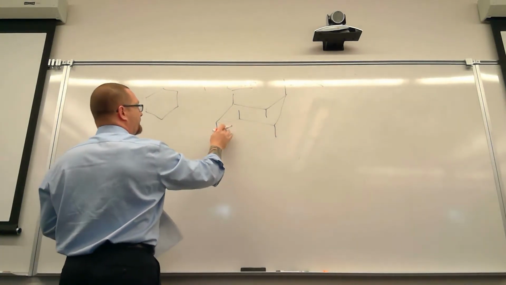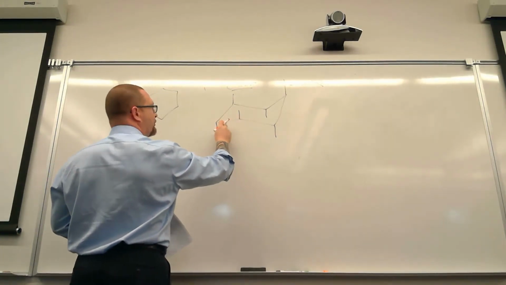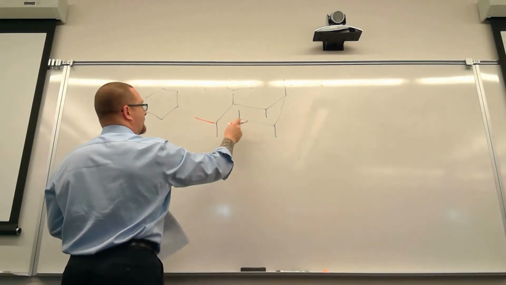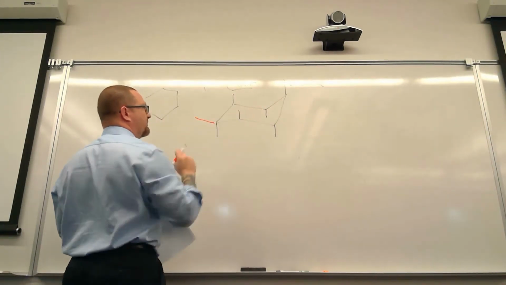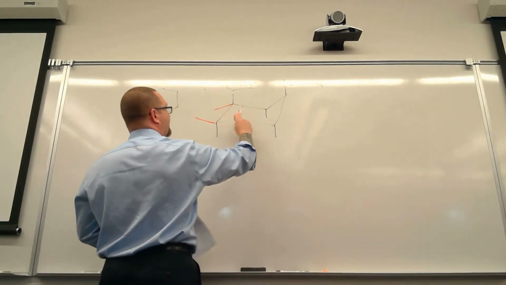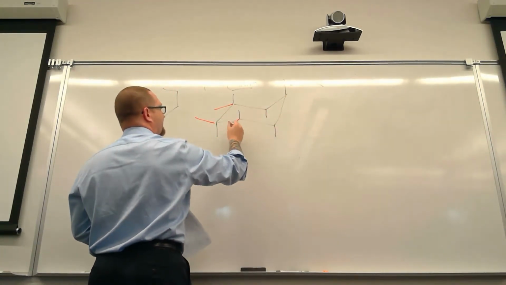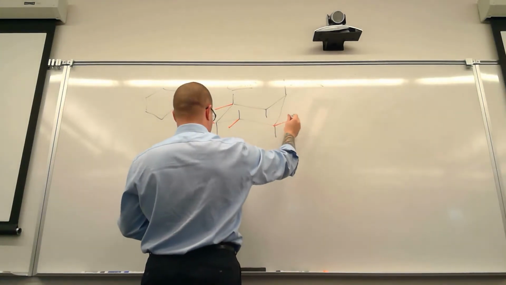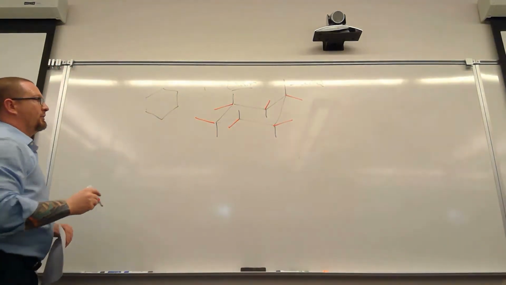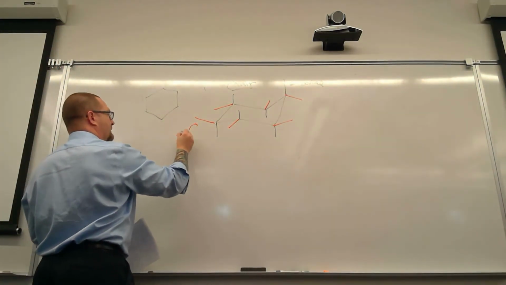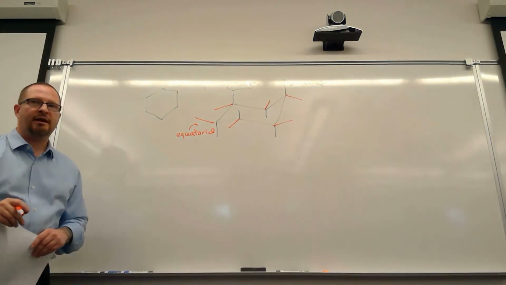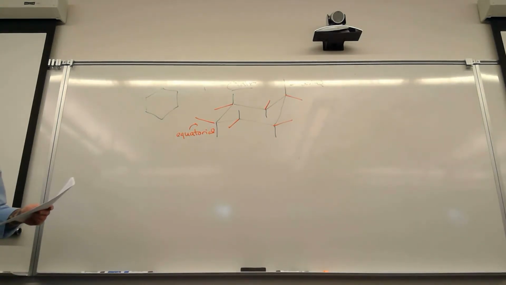And the equatorial bonds are going to be parallel to the two bonds, one bond away from it. So this bond is pretty much parallel to those bonds. This bond is pretty much parallel to this bond. This one's a little steep, but everyone gets the idea when they're looking at it. These are equatorial positions.